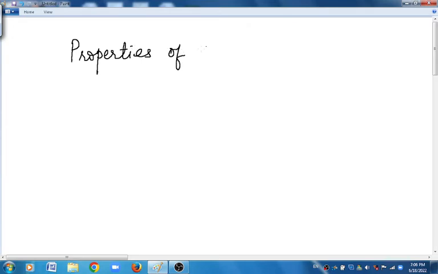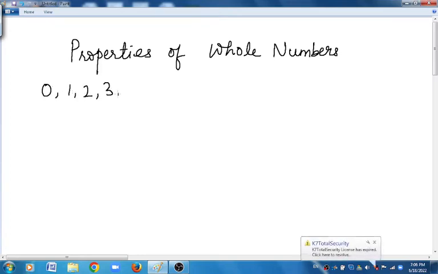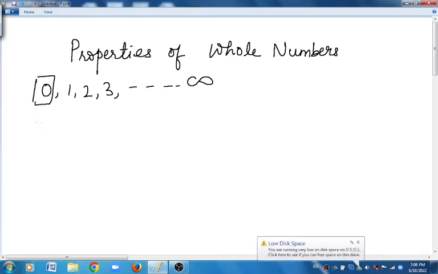Properties of whole numbers. We all are already aware of whole numbers. What are whole numbers? Numbers starting from 0, 1, 2, 3 up to infinity are called whole numbers. So 0 is included in the whole numbers. When we talk about the properties of whole numbers, the first property is closure property.